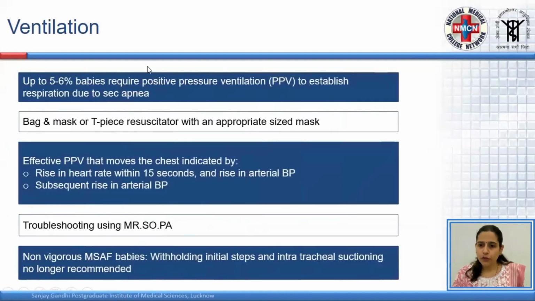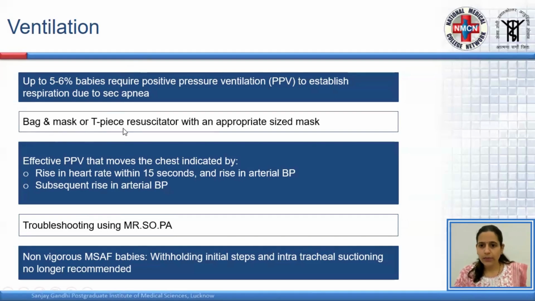So, though most of the newborns would be able to make this transition by themselves without any assistance, there may be up to 5 to 6% of the babies who may not initiate breathing or may not be able to establish successful breathing. So, they may require positive pressure ventilation to establish respiration. It is important to remember that neonatal resuscitation is required mainly because of respiratory failure, because the lungs fail to take over as the organs of gas exchange. So it is crucial to start positive pressure ventilation.